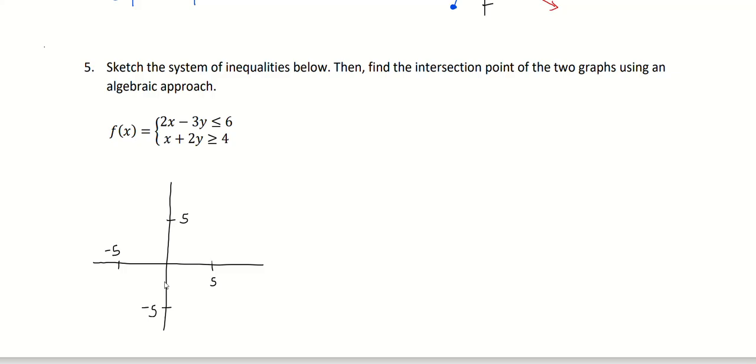Okay, so when x is 3, y was 0. Or when y was 0, x was 3. That tells me I get the ordered pair 3, 0. So that's about 3.